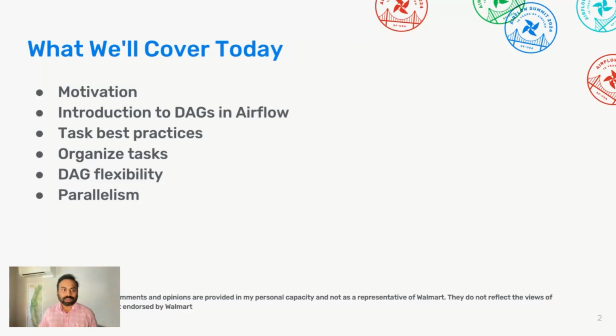So we'll start with the motivation. We'll start with the basic introduction to DAGs in Airflow, some of the best practices for tasks itself. Then we move to organizing our tasks. Then we get to the DAGs, where we can make our DAGs more flexible, parameterizing these DAGs. And lastly, we'll touch a little bit on parallelism and how to efficiently exploit parallelism in Airflow to make the DAGs more performant.